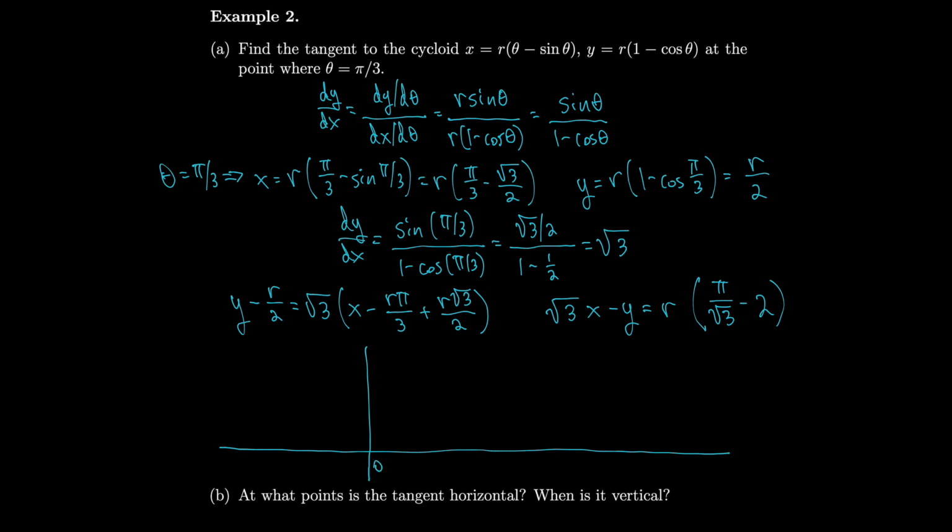Remember, it's this ball that rolls around and creates these hill-like things over and over and over again as the ball rolls on forever. So it's something like this. Good enough. So here's our point where theta is equal to pi over 3, and here's our tangent.